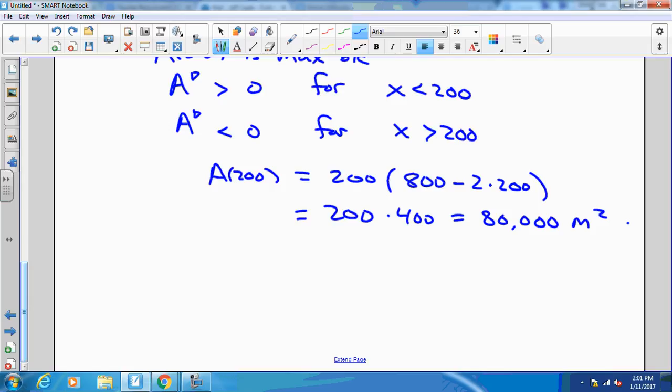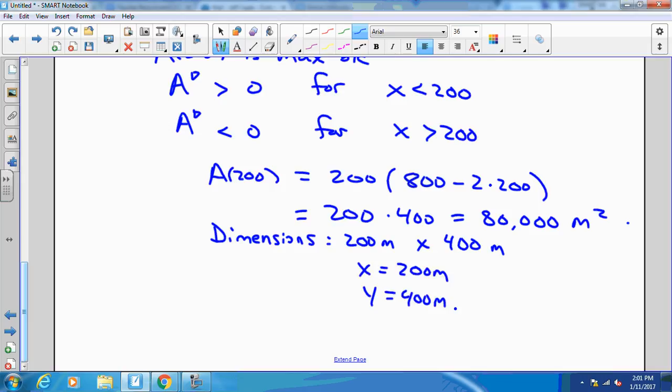worth of area. And the dimensions are the x and y. And the traditional way of writing that is 200 meters by 400 meters. But you could also say x equals 200 meters and y equals 400 meters. Either one of these could be a good way of specifying the dimensions. And notice what went with every single one of my answers here? Units, exactly.